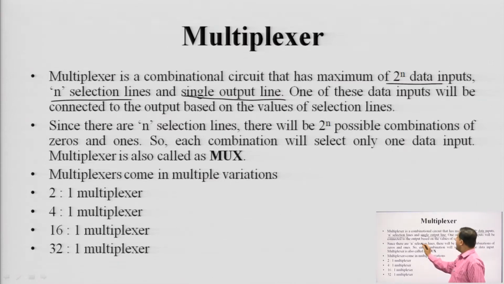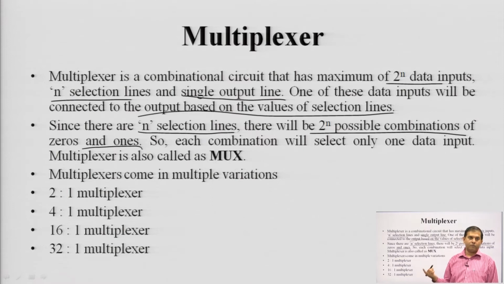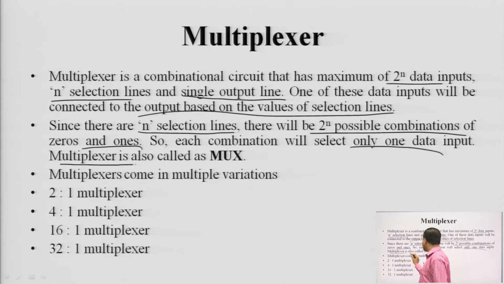These data inputs will be connected to the output based on the values of the select lines. So, select lines have a very important part in this: the select lines decide which input combination the output will depend on. It is the work of the select lines to choose the input, so that the output depends on that input. Okay. So, n is the number of selection lines, giving 2 to the power n possible combinations of zeros and ones. This is already the formula for binary operation: if n is there, then 2 to the power n combinations will be there. Each combination will select only one data input.